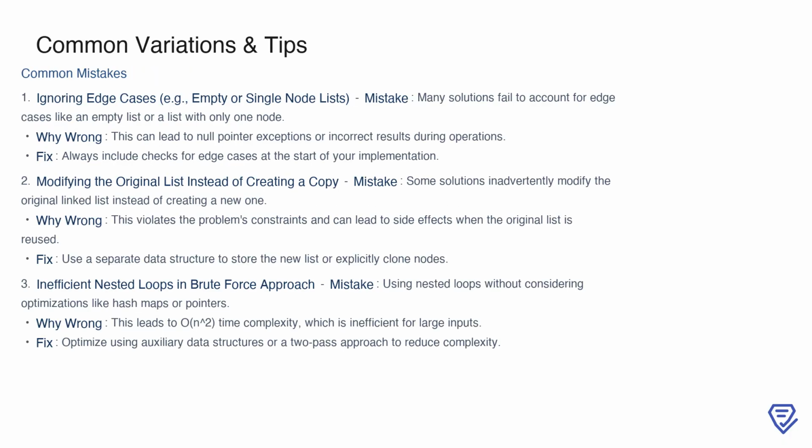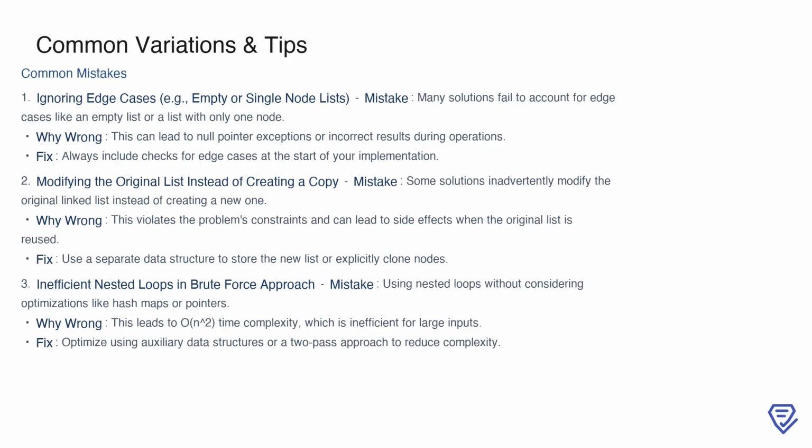When solving the copy list with random pointer problem, there are a few common mistakes to watch out for. First, ignoring edge cases like empty lists or lists with only one node can lead to issues such as null pointer exceptions or incorrect results. To prevent this, always start your implementation by explicitly handling these edge cases.